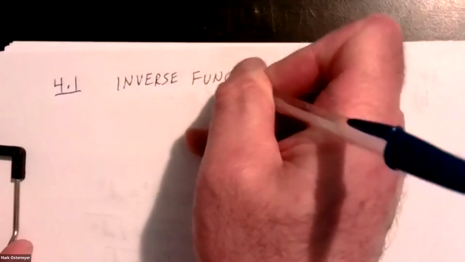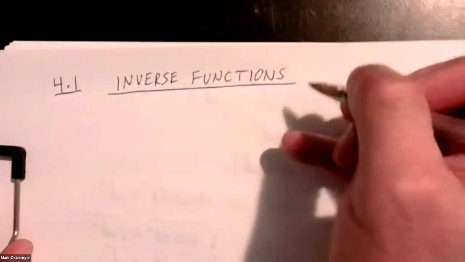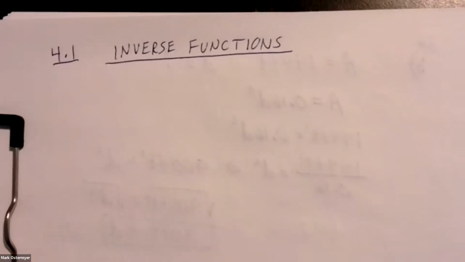It's entitled Inverse Functions. What's the inverse of multiplication? That would be division. The inverse of addition is subtraction. Operators have inverses, and functions have inverses too, but not all functions have inverses. So what functions do have inverses?